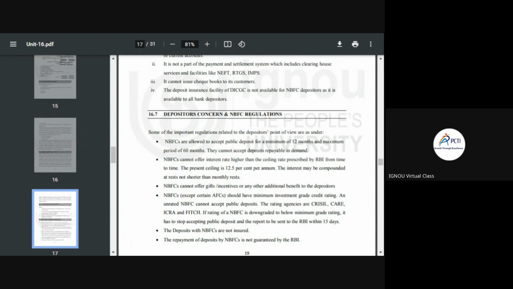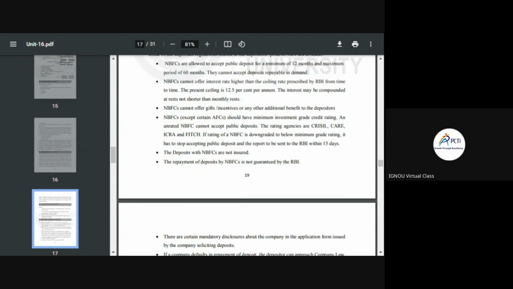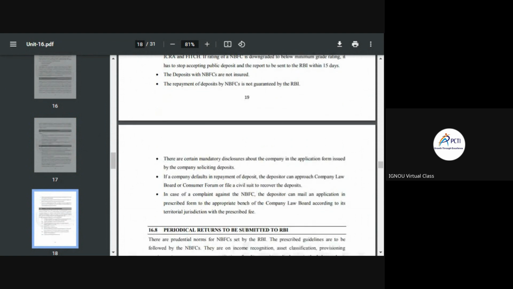So basically NBFCs are allowed to accept public deposits for a minimum of 12 months and a maximum period of 60 months, and they cannot accept deposits that are repayable on demand. The NBFC cannot offer an interest rate higher than the ceiling rate prescribed by RBI from time to time. The present ceiling is 12.5% per annum. Next, NBFCs cannot offer gifts, incentives, or any other additional benefit to the depositors. Then the deposit with an NBFC cannot be insured. The repayment of deposits of an NBFC is not guaranteed by the RBI.